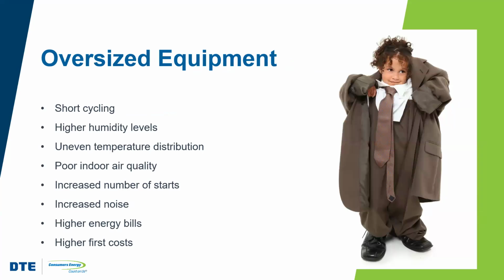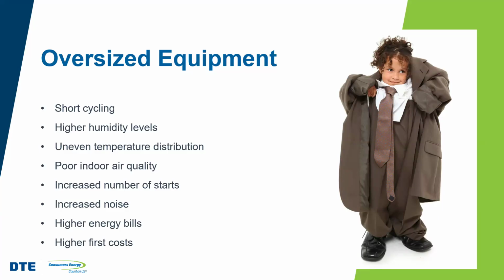If the equipment is oversized, it's too big, then you're going to have short cycling. The equipment's going to turn on and turn off frequently, more often than necessary. So you're going to have higher energy bills as well, because when the equipment starts up, it's drawing more energy than it does when it's running at steady state. That's going to increase energy use and cost. The starts and stops also create additional wear and tear on equipment, so this is also going to lead to premature equipment failure.